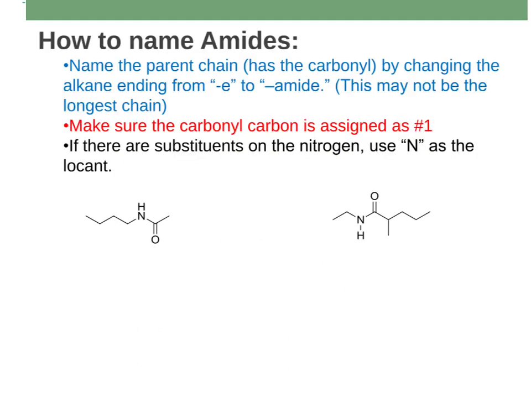Now, this is a lot like naming other carboxylic acid derivatives where the parent chain is going to be the chain of carbons that has the carbonyl carbon in it. So that means that for this one right here, I am going to name this little short friend as the parent, even though there's a longer chain somewhere else. That's the one that is attached to the carbonyl carbon. And again, with the other ones, I'm going to make the carbon with the carbonyl carbon number 1.